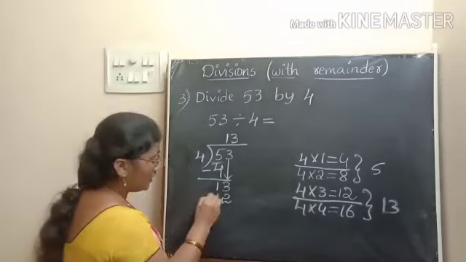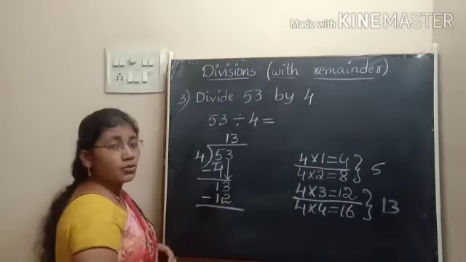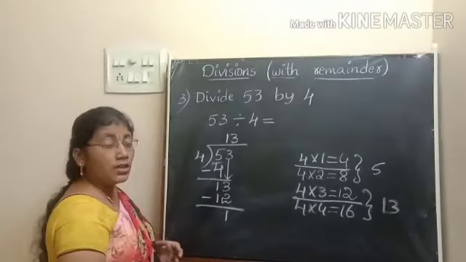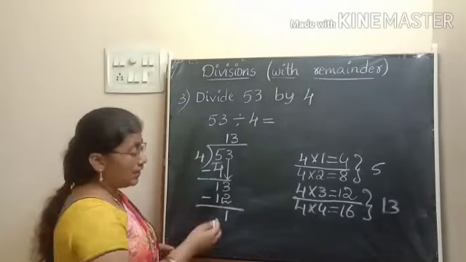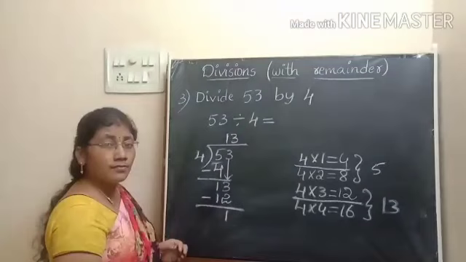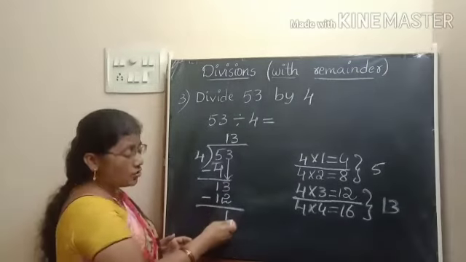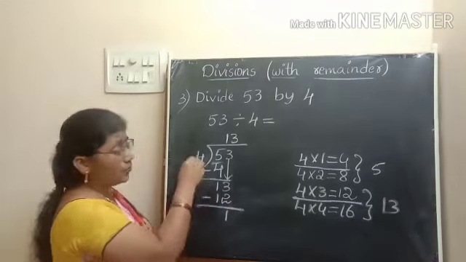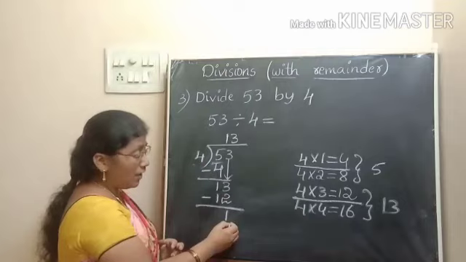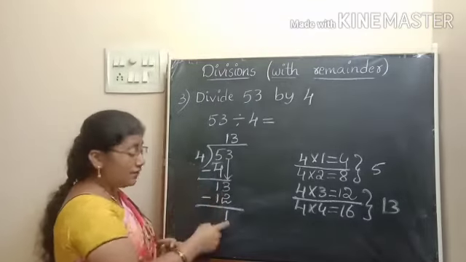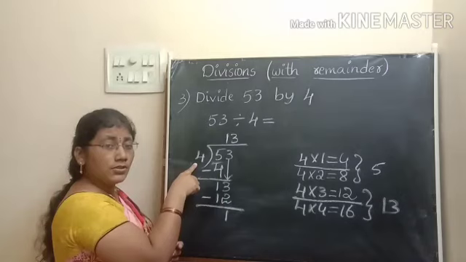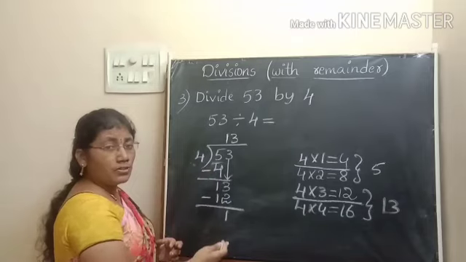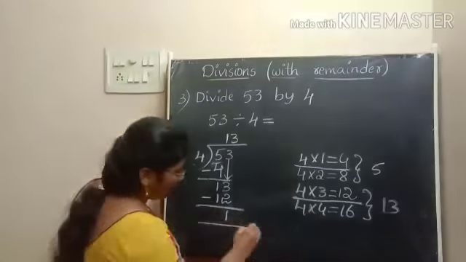Okay. Now take subtraction. 3 minus 2 is equal to 1. 1 minus 1, 0. There is no need to write 0 here. Is there any other digit to bring down? No, there is no digit to bring down. So compare this digit with the divisor. Here 1 is less than 4. So there are no possible steps. So this is the remainder.